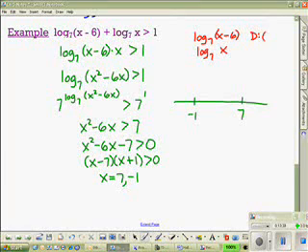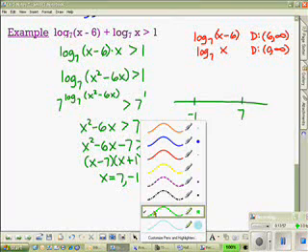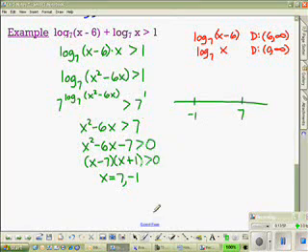So the first one, its domain is 6 to infinity, and log base 7 of x is 0 to infinity. So we look at the number line. First of all we want to say, well, which one is more restrictive? 0 to infinity or 6 to infinity. Obviously the 6 to infinity is our more restrictive one. So this is our domain.